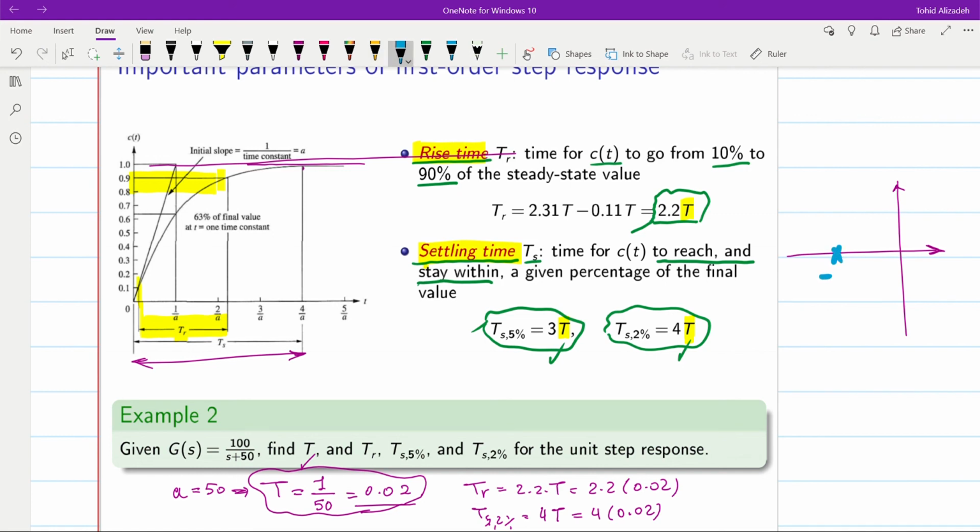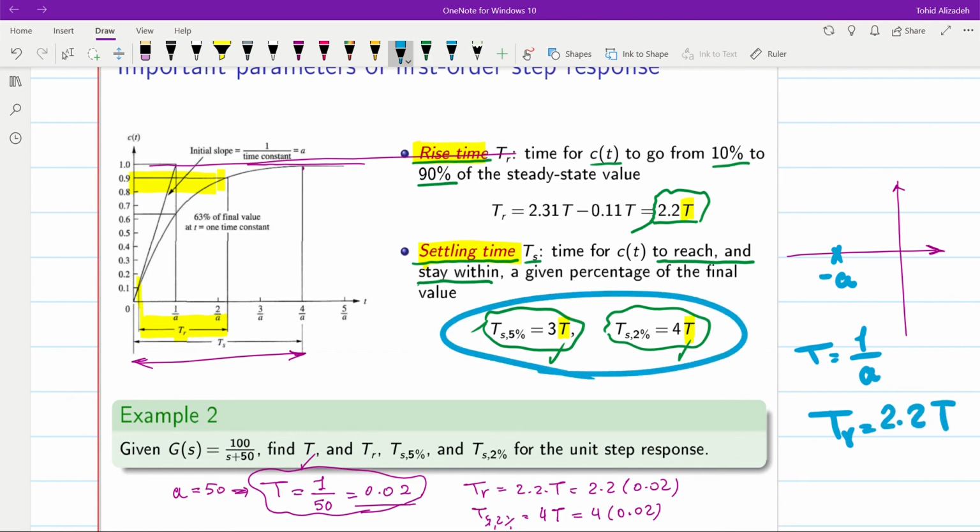So here we have minus a, and T is equal to 1 over a. Rise time is equal to 2.2 times T, and we have the expressions for the settling times. In the next lecture, we will discuss second order systems, and we will see how different they are from the first order systems. Thank you for watching.